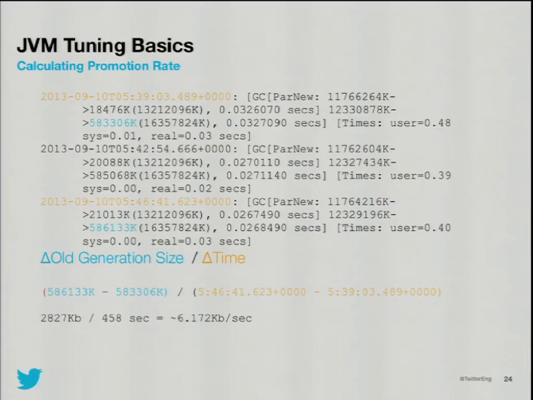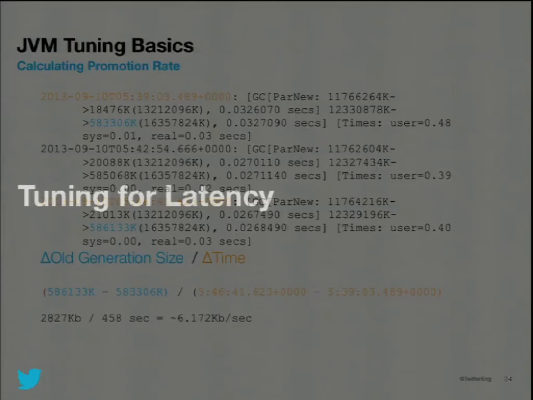Next is promotion rate. This is essentially tracking the changes in the size of the old generation over time, and the sizes of the old generation are listed in blue. This application is actually rather well tuned, and it's only promoting a little more than 6K of data a second.